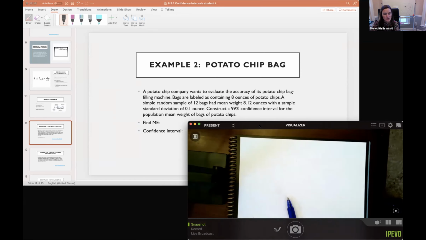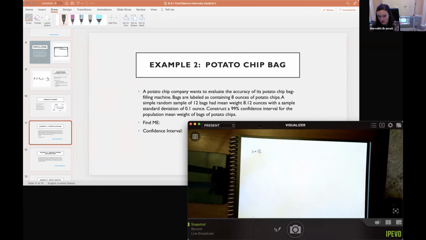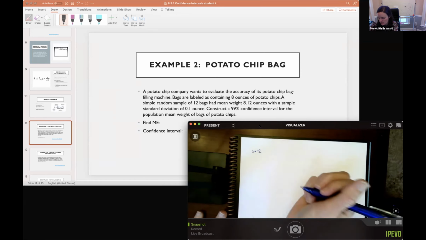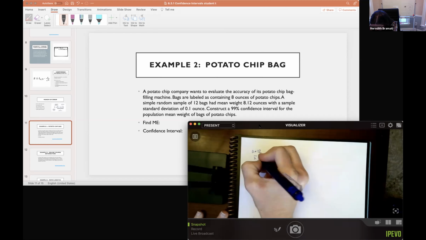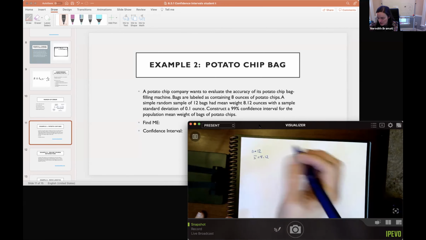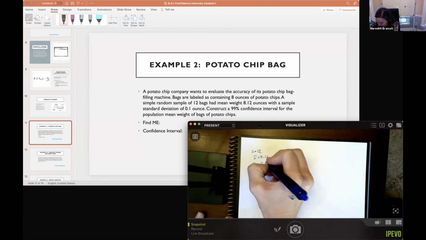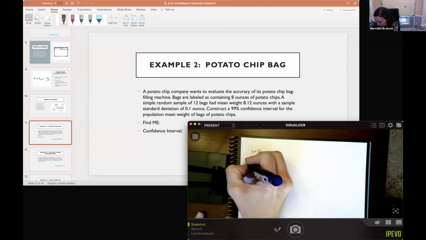A potato chip company wants to evaluate the accuracy of its potato chip bag filling machines. Bags are labeled as containing 8 ounces of potato chips. A simple random sample of 12 bags, so N equals 12. I'm going to write that down. Had a mean weight of 8.12 ounces, so mean 8.12, with a sample standard deviation. It said sample, so I have to put the S, 0.1. Remember in the calculator, that's Sx.